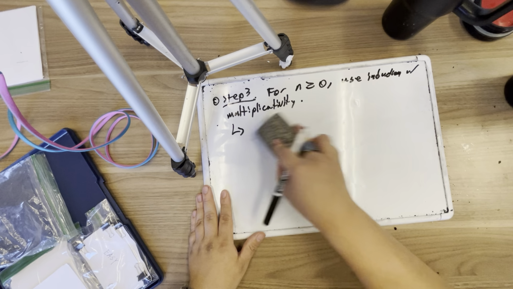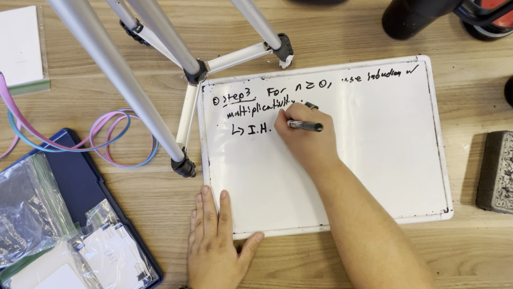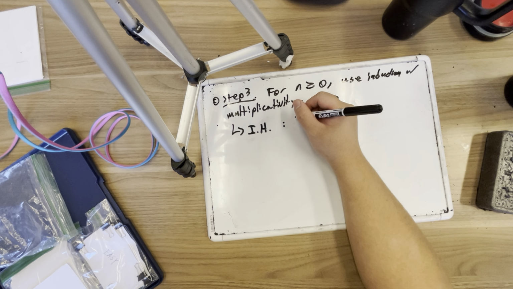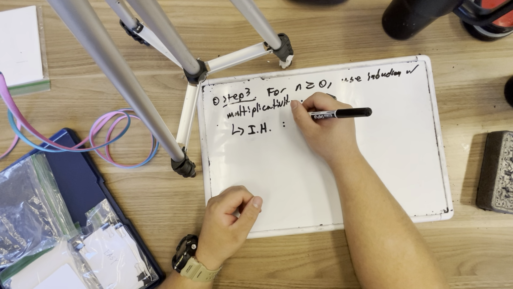So let's assume for the inductive hypothesis that, well, let's see here, the base case is true. If we set n equal to 0 or n equal to 1, that's going to be true. Moving on to the inductive hypothesis.